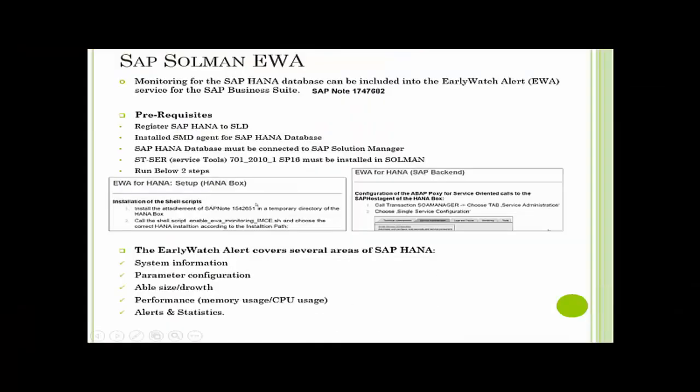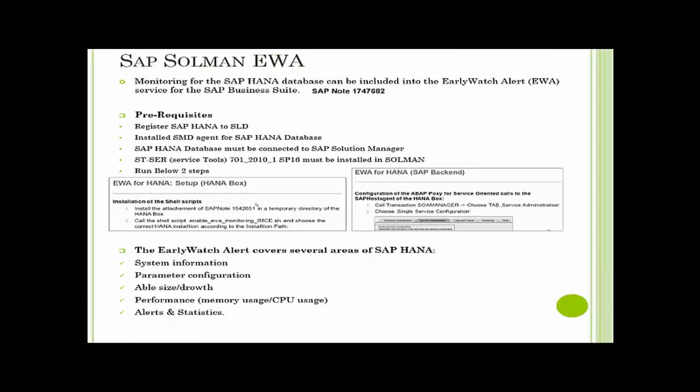Now let us learn about SAP Solman early watch alerting. Here we can learn that monitoring of the SAP HANA database can be included into the early watch alerting infrastructure, which is available in the SAP Solman system, that is SAP Solution Manager. With all the supported scenarios, the monitoring of the HANA database can be used for the SAP Business Suite applications. So this is the SAP node, which again will give information.